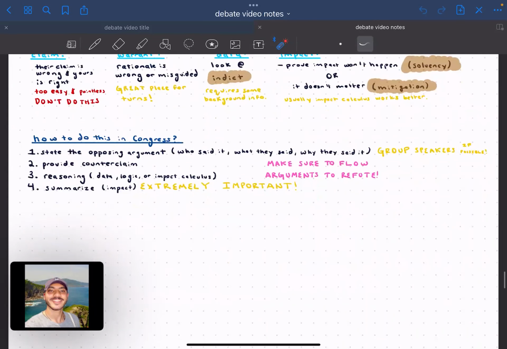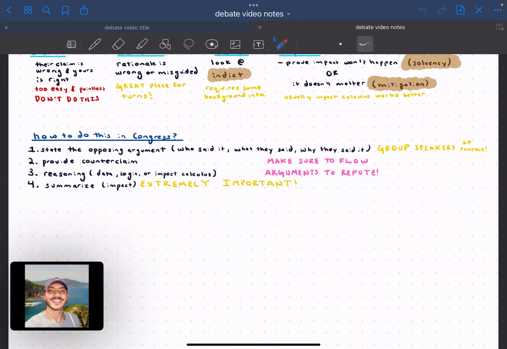Finally, how to do this in Congress, right? Because Congress refutation is a bit different than public forum or Lincoln Douglas refutation, because you don't just have one opponent, you may have 19 opponents, right? So the way you do this is you state the opposing argument in your speech, who said it, which representative, what they said, and roughly why they said it, right? Basically their claim and their warrant or something like that, right?